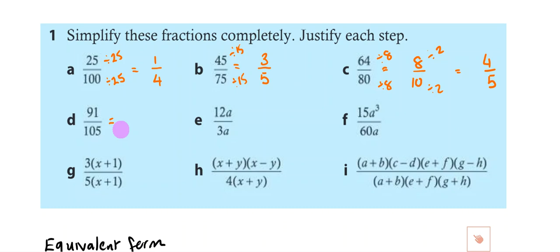Tricky one, this one. So this is 91 over 105. Does it not simplify? I'm trying to think. Let's just think. I'm trying to remember whether this is prime. We've got to use our multiplication facts here. What can you multiply by what and end up with a 91? Anything else?